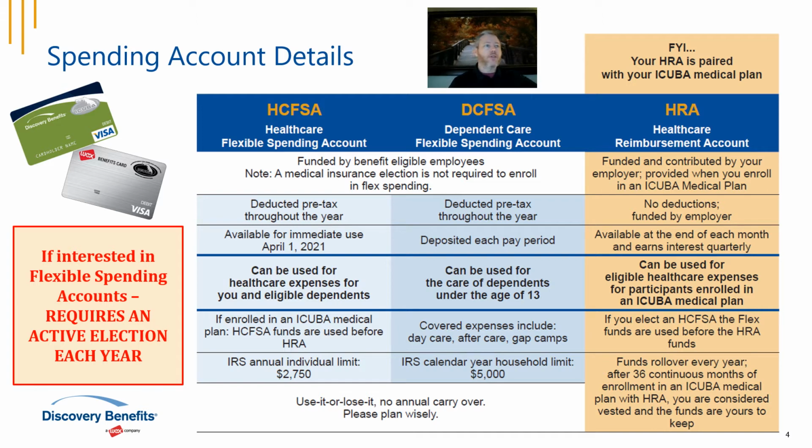So let's start with the healthcare flexible spending account. This is like a bank account that you can use to pay for your out-of-pocket medical expenses, both for you and your eligible dependents. The IRS and your employer allow you to set aside up to $2,750 in this medical spending account.